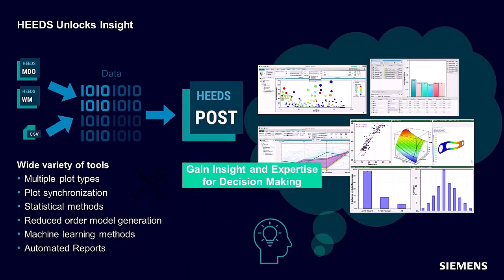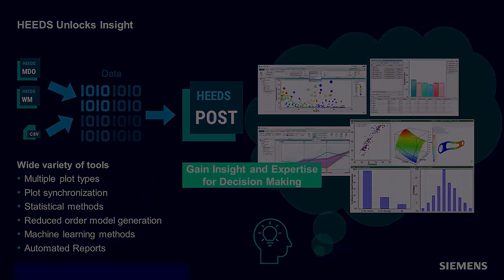With an initiative to transform data into insight, a wide variety of tools are available in Heat's post to discover, gain insight, and be equipped to make informed decisions, including multiple plot types, plot synchronization, statistical methods, ROM generation, machine learning methods, and automated reports. Let's learn how each of these tools help transform data into insight in the subsequent topics.